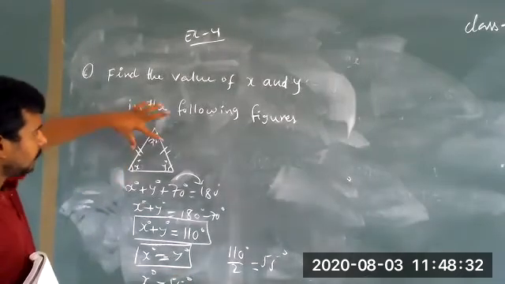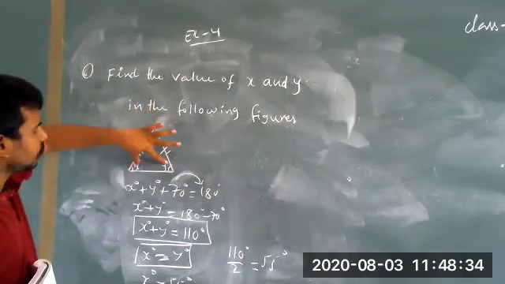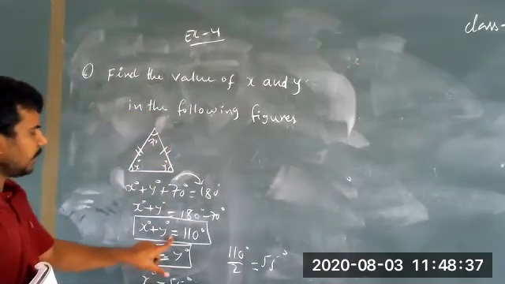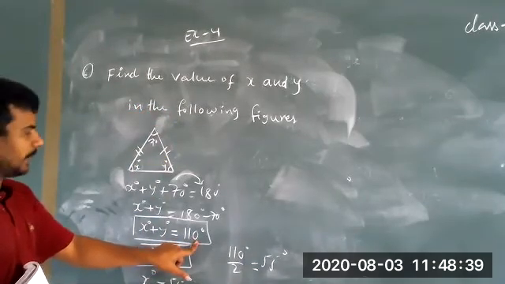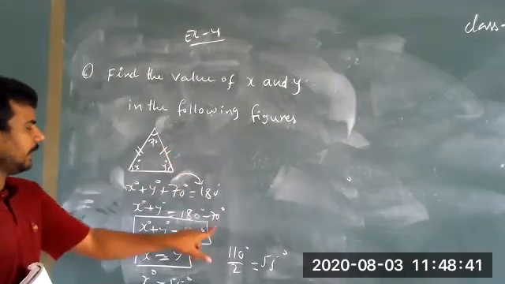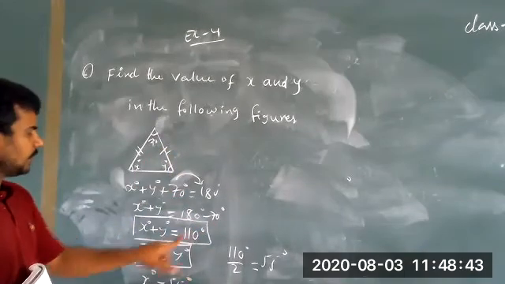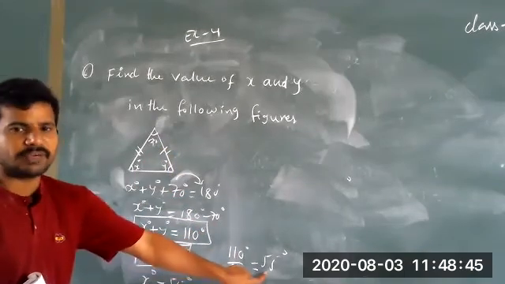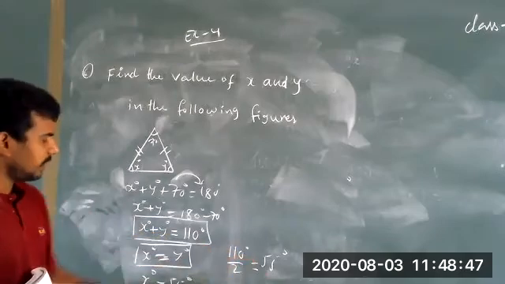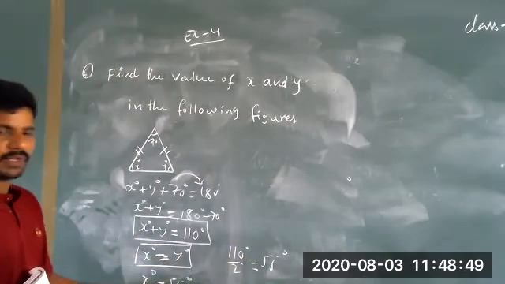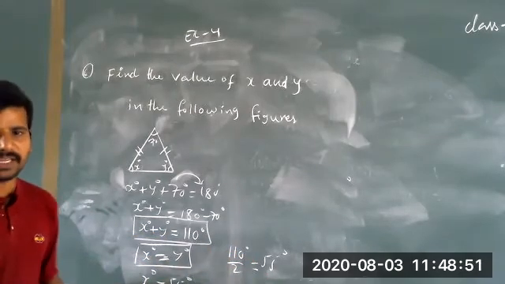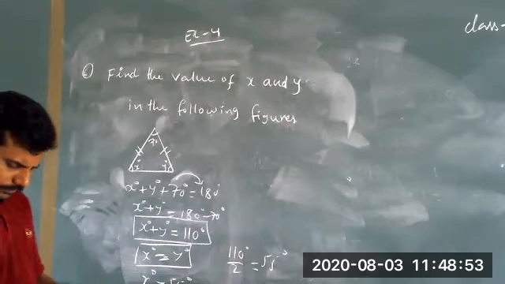Why? Because these two sides are equal, these two angles are also equal. So x plus y is equal to how much? 110. Why? Because 180 minus this 70 equals 110. So both are equal, meaning 110 by 2 gives 55 degrees for each angle. X degrees equals 55, y degrees is also 55. Clear, children?